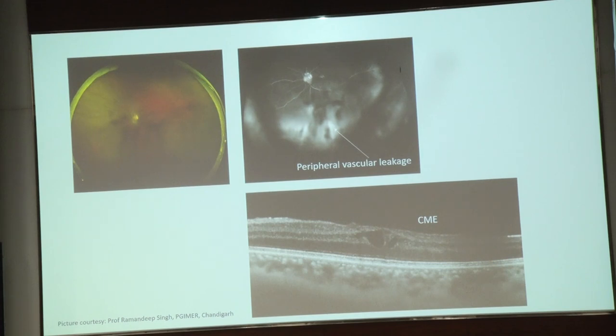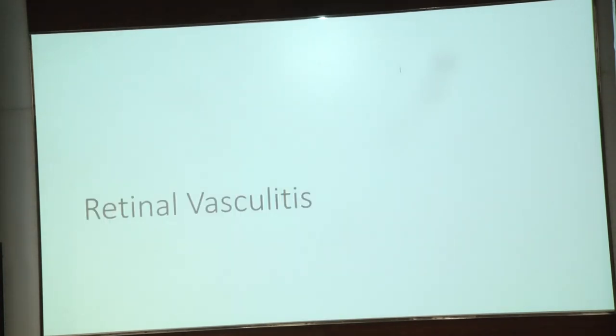This is one of the patients who presented with disc edema. There was presence of vitritis. FFA reveals that there is presence of a hot disc and peripheral vascular leakage. OCT also helps in the diagnosis, as we can document CME. And this is a case of intermediate uveitis. The CT as well as Mantoux came out positive for this patient.